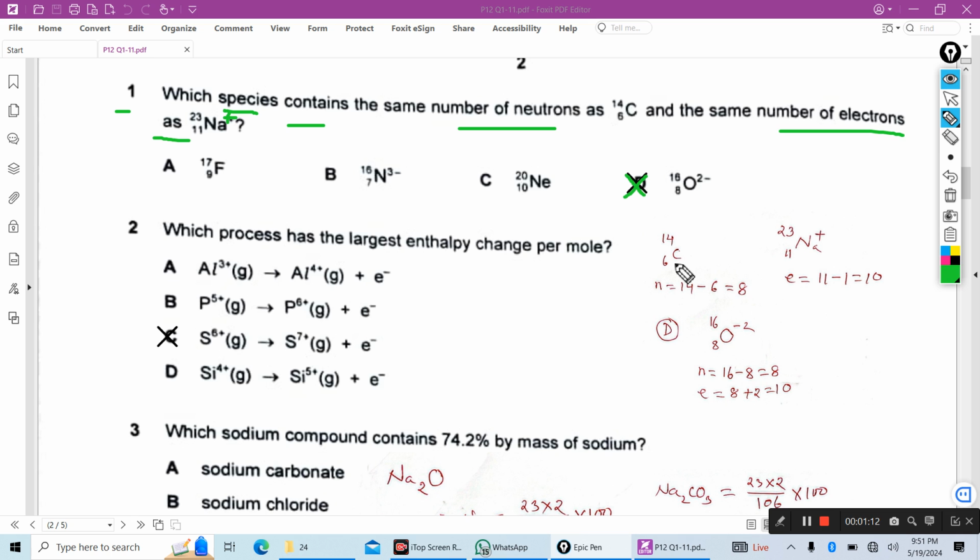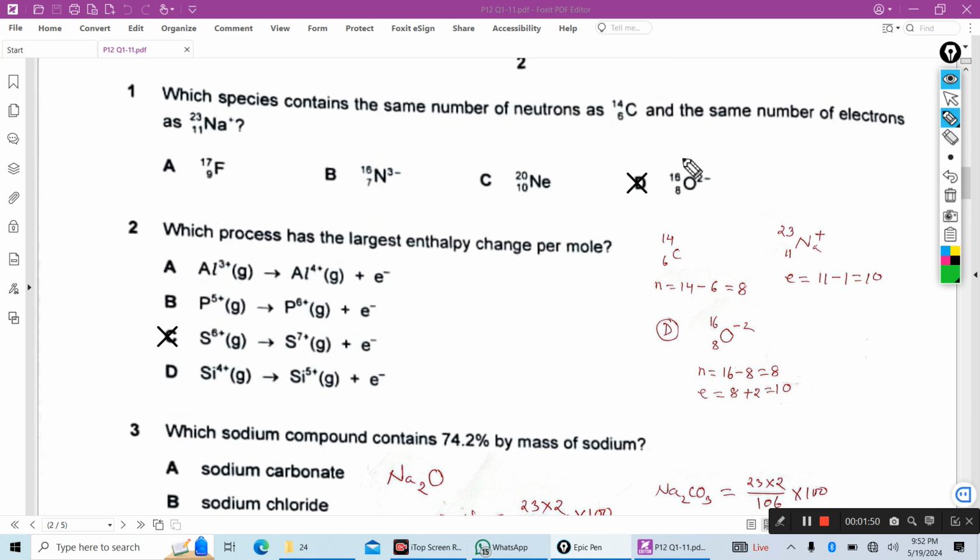Now, why do you see carbon 6, 14? The number of neutrons is mass number minus proton number, so neutrons are 8. And for sodium plus, the number of electrons: plus 1 means 1 electron less, so 11 minus 1, 10 electrons.